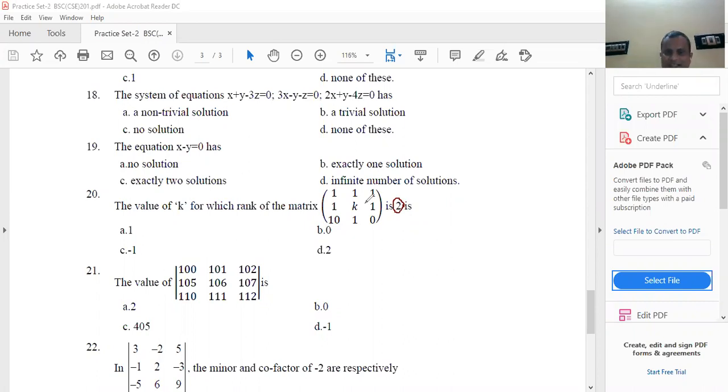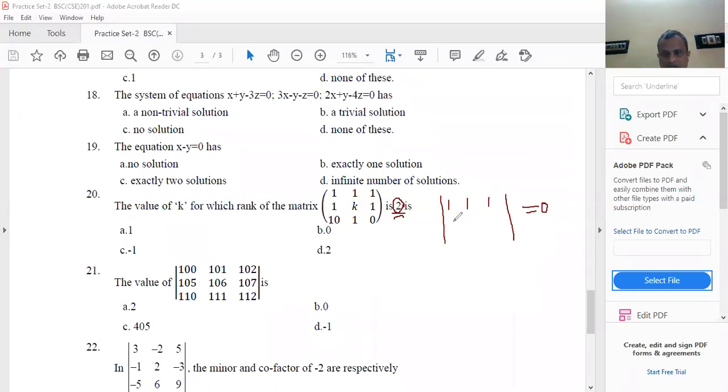Since the rank is less than the order, it's a square matrix. It represents that the corresponding determinant value should be equal to 0. If the determinant value were not equal to 0, then the rank should be 3. But according to the question, the rank is given as 2. Therefore, the determinant value should be equal to 0.